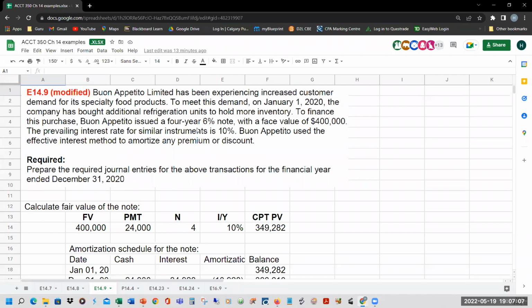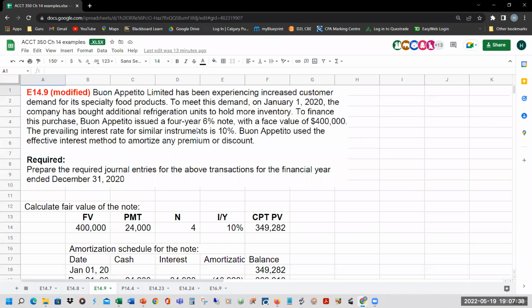So this is kind of like the leasing a car example that I was using. The interest rate that Bon Appetito will pay on the note is 6%, but the market rate is 10%. Now, that other party is not an idiot, right? They're simply doing this to facilitate the sale. So maybe the equipment isn't really worth $400,000. What they've done is they've played around with the numbers.